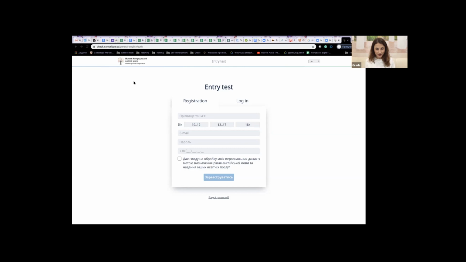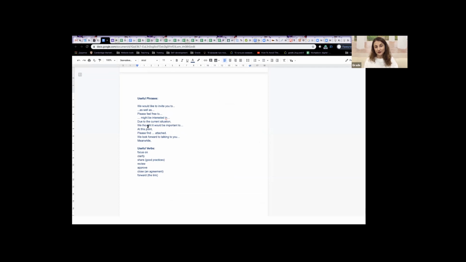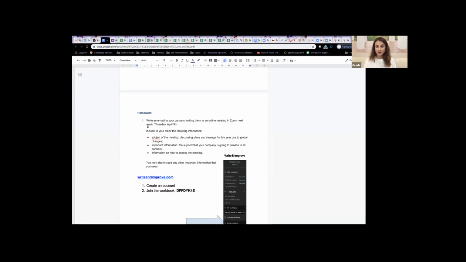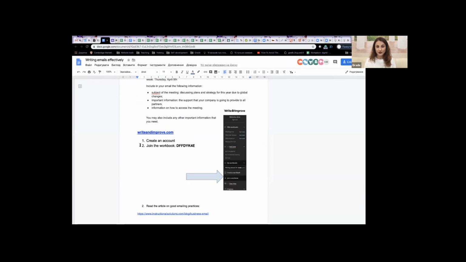Will you send the home task by email? I will send you the home task, which is in the handout. Should I include it in the email? That's a good idea. Perhaps I will. Yes, I'm just going to show you that it's right here on the last page of the handout.